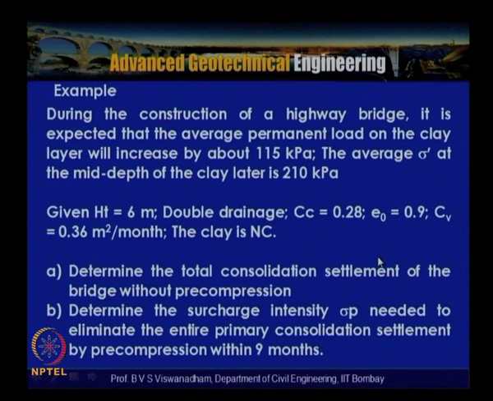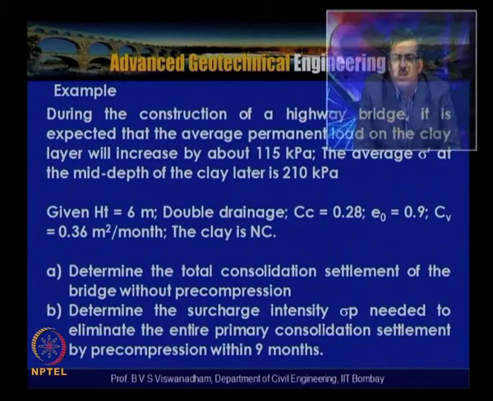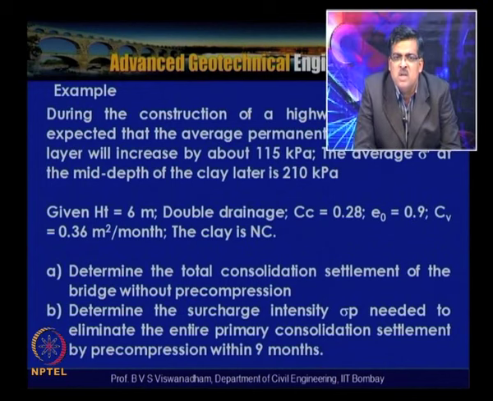Now let us consider an example. During the construction of a highway bridge, it is expected that the average permanent load on the clay layer will increase by about 115 kilopascals, and the average sigma naught dash at the mid depth of the clay layer is 210 kilopascals. The thickness of the clay layer is 6 meters with double drainage, which means the effective drainage path is 6 by 2 meters. The compression index C c is 0.28, the initial void ratio is 0.9, the coefficient of consolidation is 0.36 meter square per month, and the clay is normally consolidated. Determine the total consolidation settlement of the bridge without pre-compression, and determine the surcharge intensity sigma p needed to eliminate the entire primary consolidation settlement by pre-compression within 9 months.